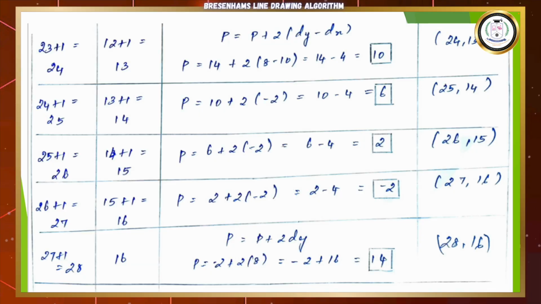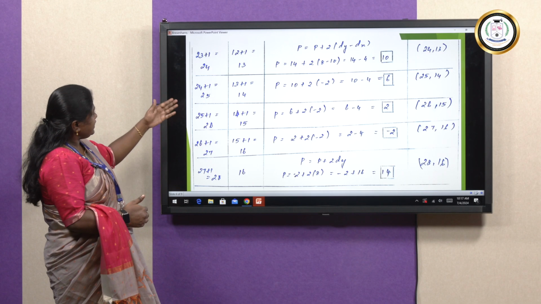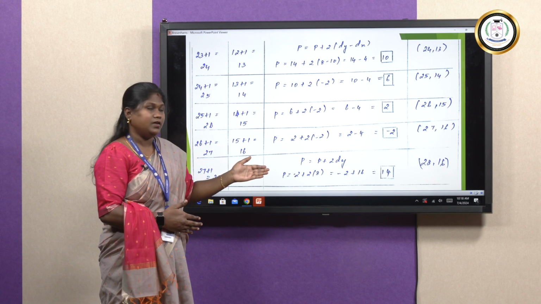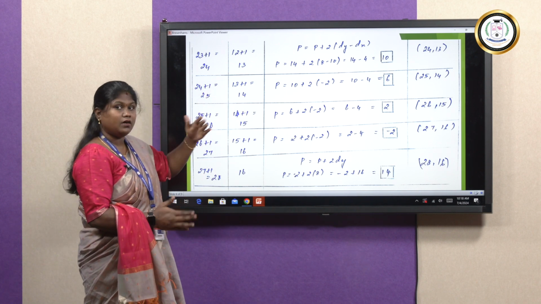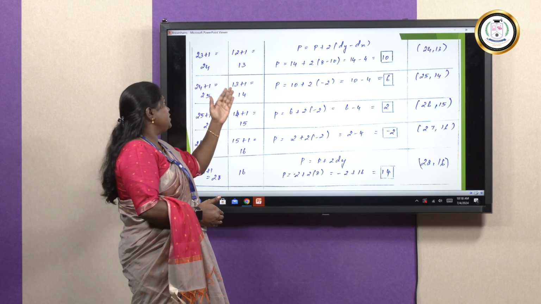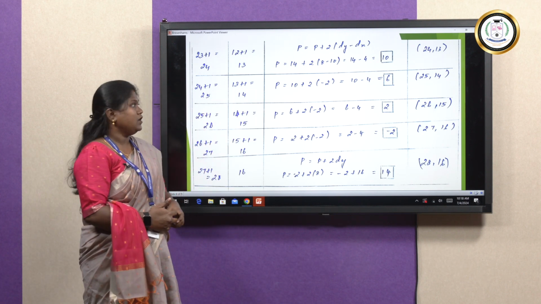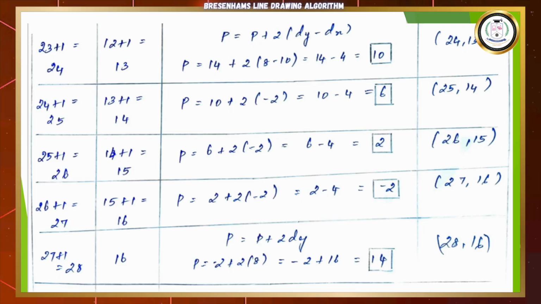So again, our earlier p-value is positive, which is 14. So based on that, our algorithm says that one should be added with x value and one should be added with y value. So we are doing that, and we have the positive p value earlier. So we'll be using the positive p value formula over here. So we have substituted all the values, and the p value derived is 10. So the coordinate here we have got is 24, 13.